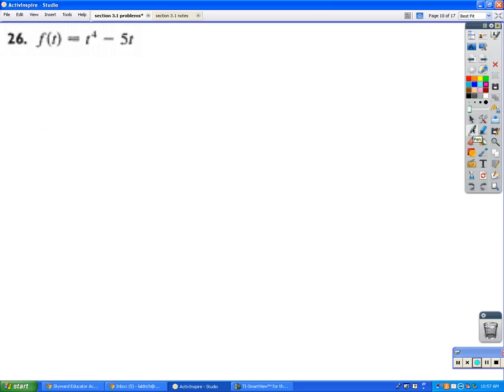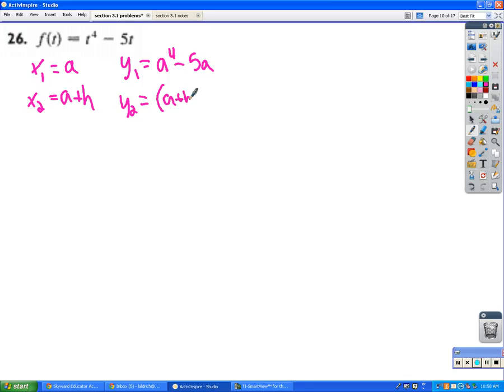So instead, we need to use the h. So x1 is still a. y1 is the thing with a's in there. And then it's a plus h. Which means this is where things get gross. a plus h to the fourth minus 5 times a plus h.